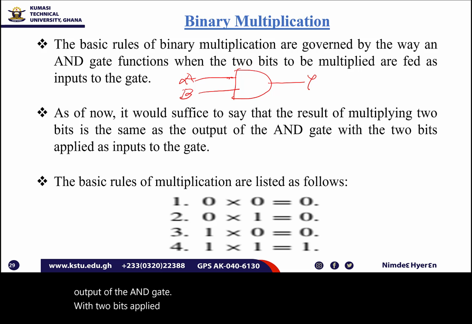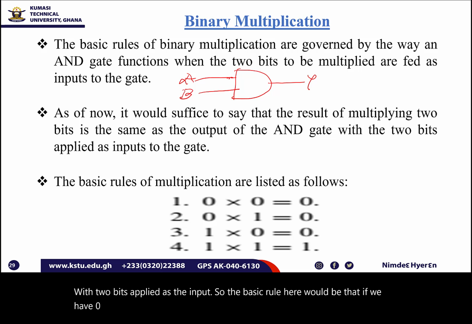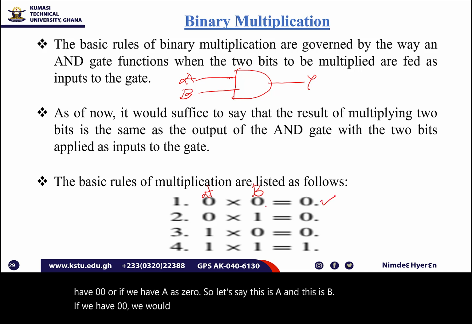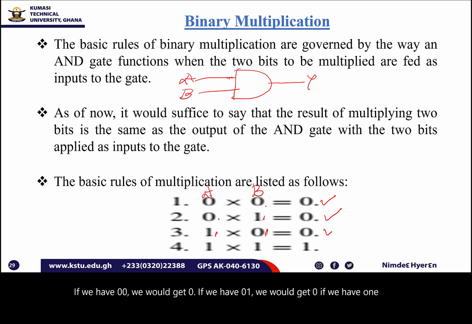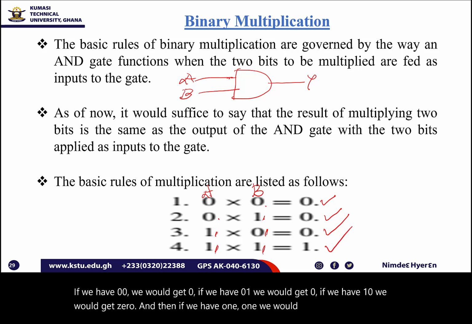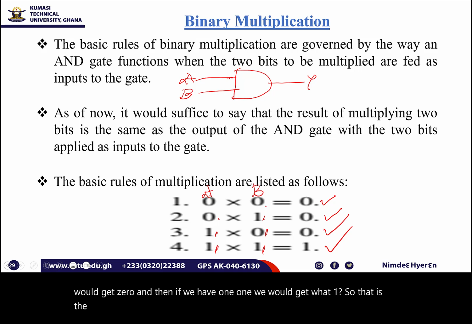So the basic rule here would be, let's say this is A and this is B. If we have 0, 0, we would get 0. If we have 0, 1, we would get 0. If we have 1, 0, we would get 0. And then if we have 1, 1, we would get what? 1. So that is the basic rule for binary multiplication.